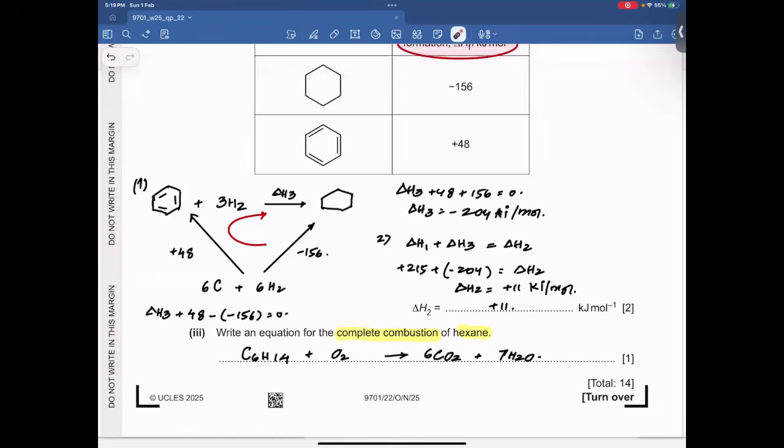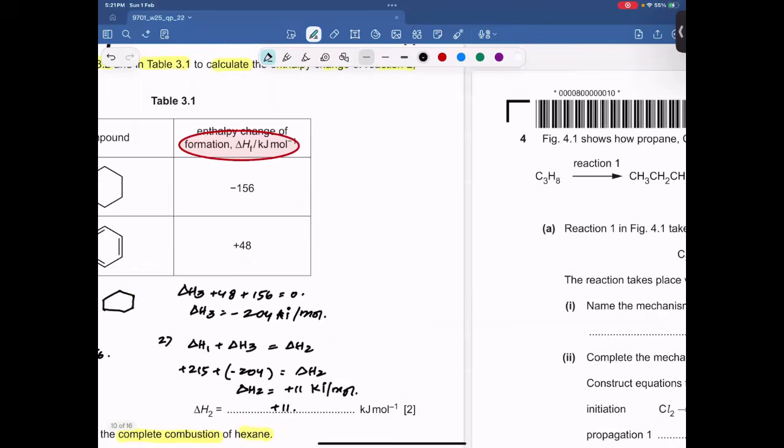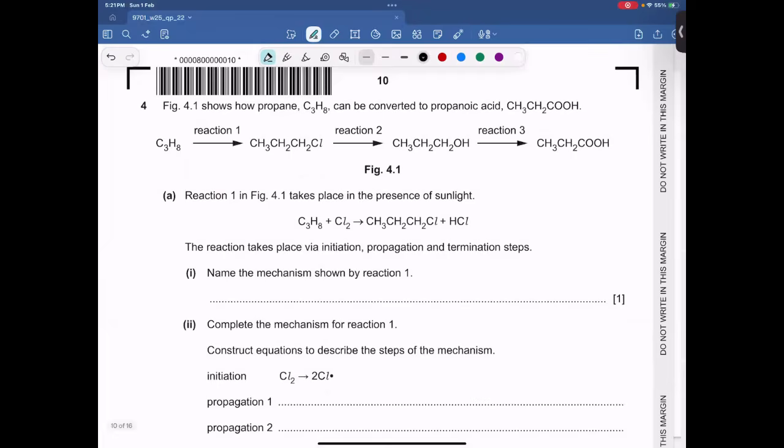Now we have 6 times 2, 12, 12 plus 7, 19 oxygen. So to balance 19 oxygen, I'm going to write 19 upon 2, and 19 divided by 2 is going to be 9.5 oxygen. So 9.5 oxygen is the right answer. Start with the next question, and I think this question is going to be the last one.